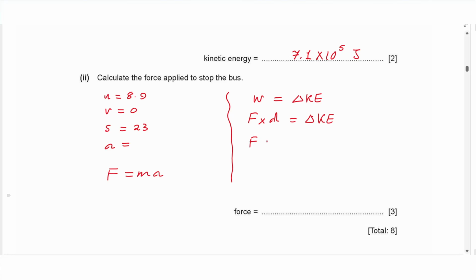So the unknown force times the distance 23 meters is equal to 712,890, the actual number, not the approximated number. Then we divide by 23. So that gives a force of 30,995.217, which we can approximate to two significant figures as 3.1 times 10 to the power of 4 newtons.